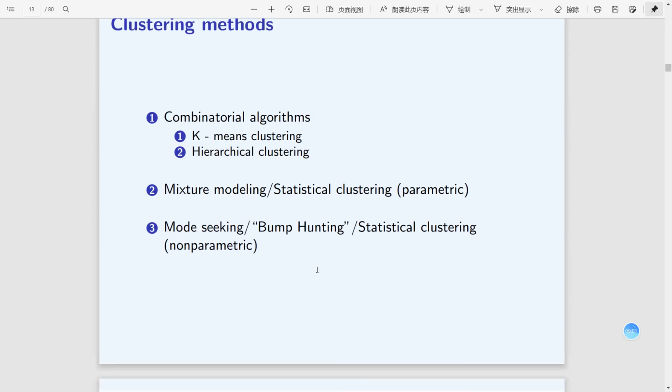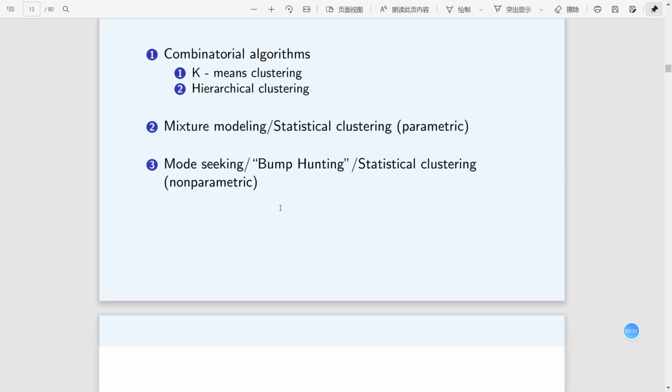So traditionally, there are several clustering methods. K-means, this is the one we are going to focus on in this video. We also have hierarchical clustering, which we won't have time to cover in this video. And we can also have parametric or non-parametric clustering. This video only covers K-means clustering.